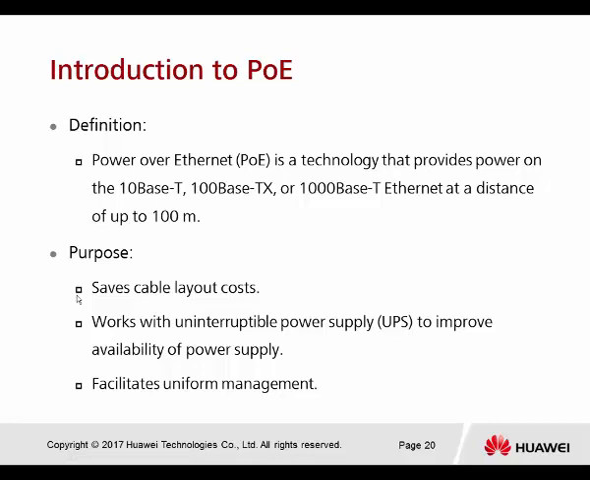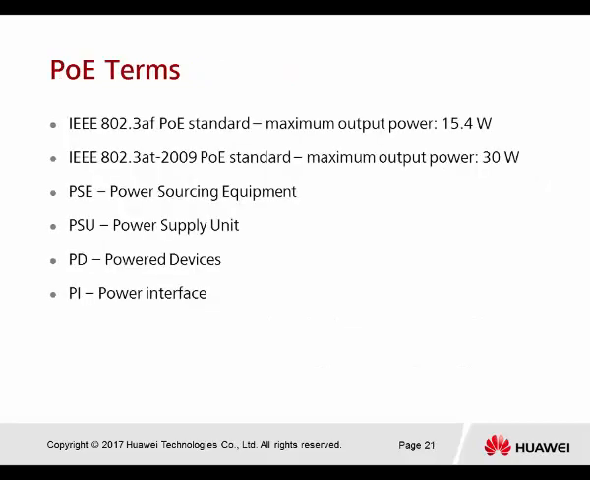Work with the uninterrupted power supply to improve the availability of power supply. Facilitate uniform management. And here are the PoE standards. We have IEEE 802.3af. For this af standard, the maximum output power is 15.4 watt. Then we also have the at. The at is higher than the af, and its maximum output power is 30 watt.